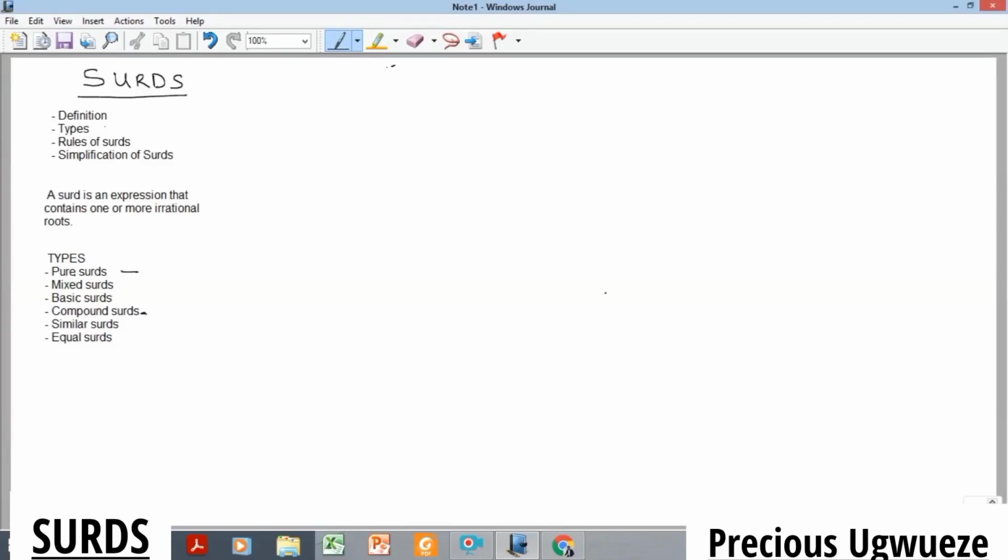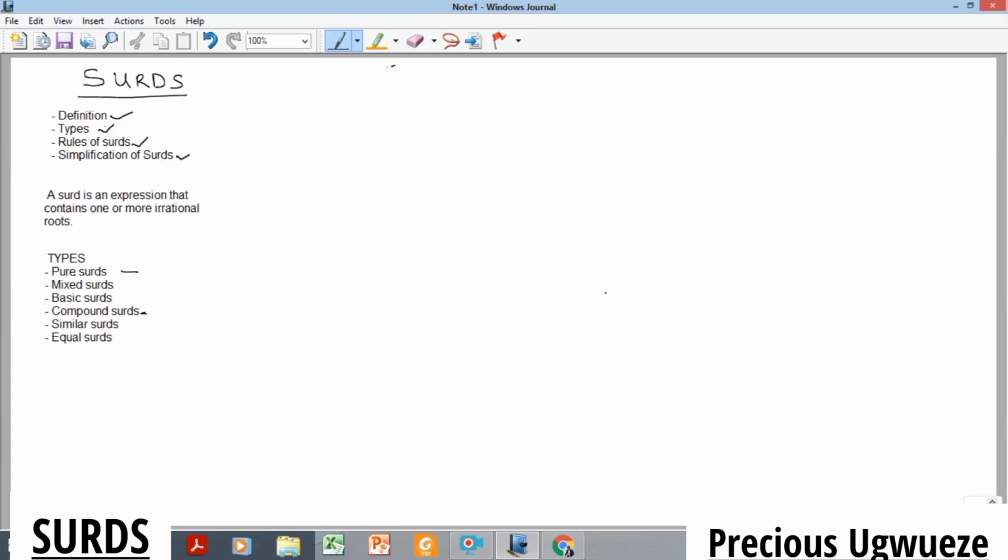In this class we're going to consider the concept of surds, and we're basically going to look at the subtopics: definition of surd, the types of surd, rules of surd, and simplification of surds. And subsequently we'll look at basic operations involving surds. We'll look at surd rationalization, radical equations, and other things.